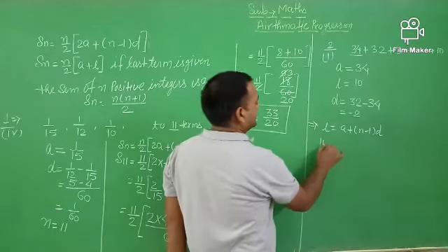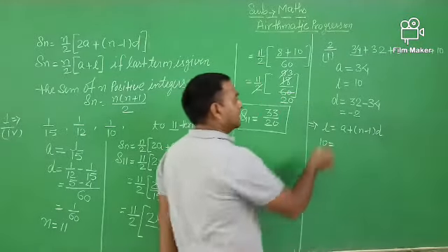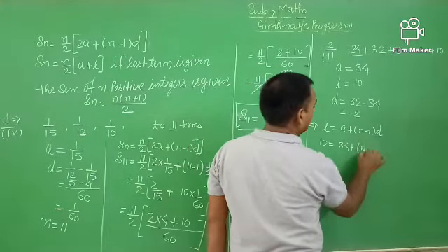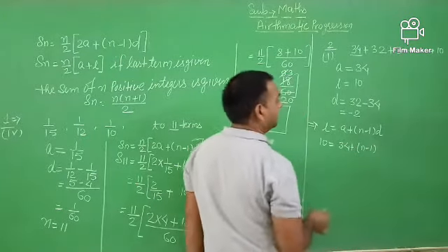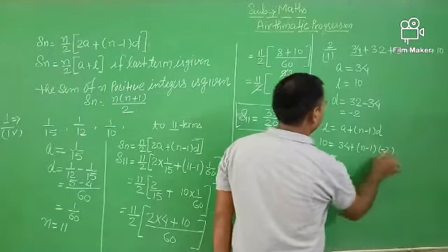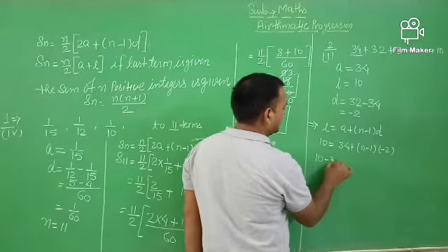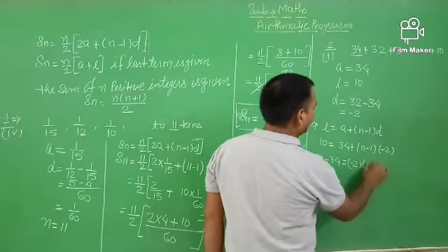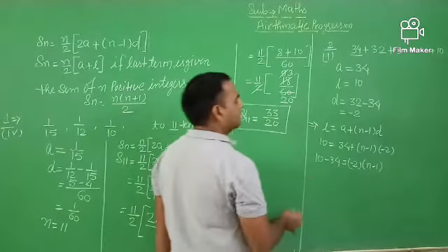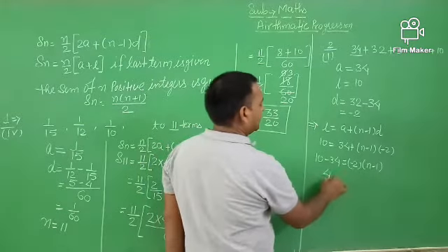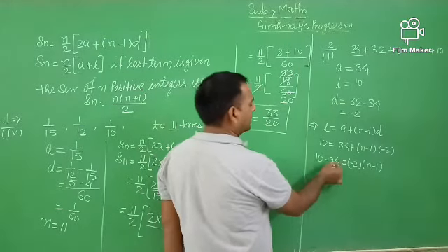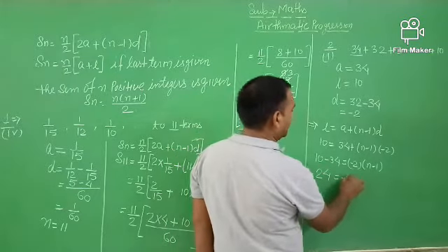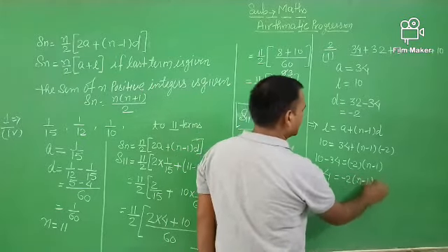Here the last term is 10, A means the first term, which is also given, 34, plus (n minus 1), and D is equal to minus 2. So 10 minus 34 is equal to minus 2 times (n minus 1). This gives minus 24 is equal to minus 2 times (n minus 1).